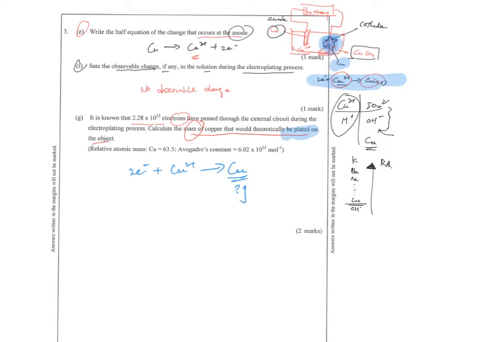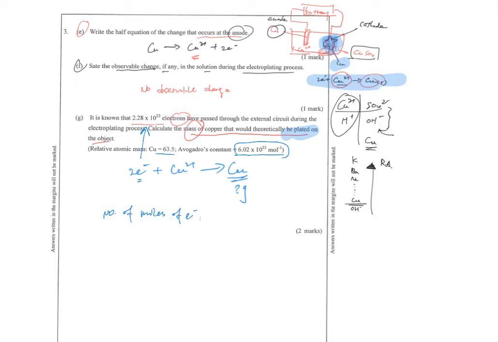So now, what's given? The number of electrons we have here, the atomic mass of copper and the Avogadro constant. By giving the total number of electrons or particles and the Avogadro constant, you need to memorize the Avogadro constant by yourself. When we studied in Form 4, I asked you to memorize this number. So the first step, we can find the number of moles of electrons.